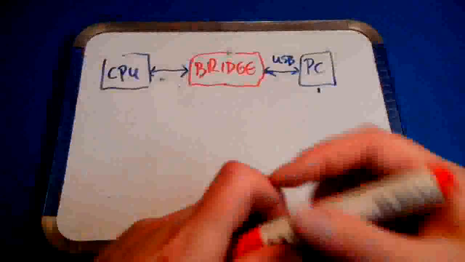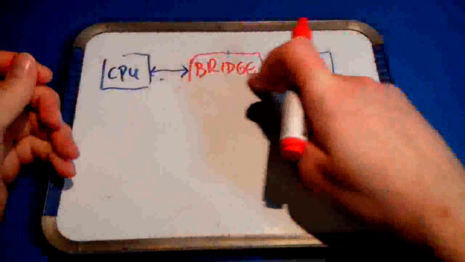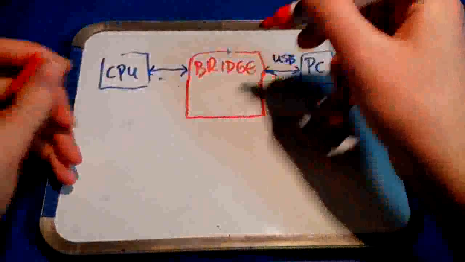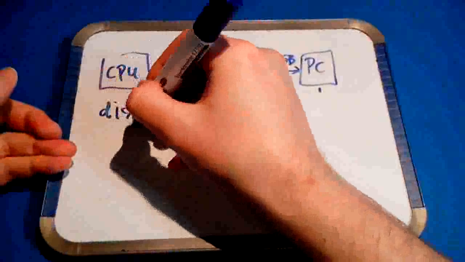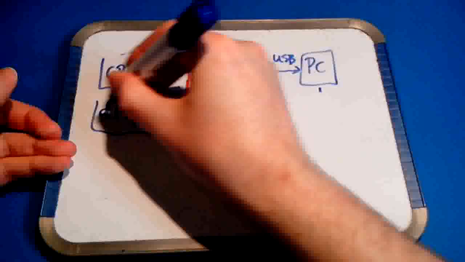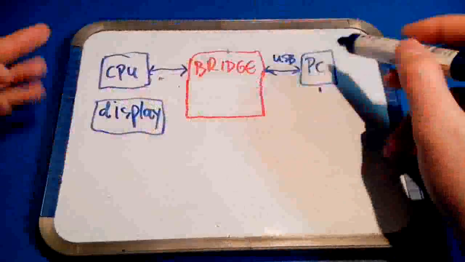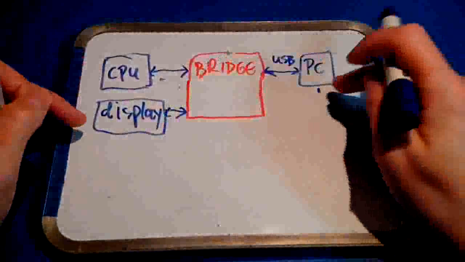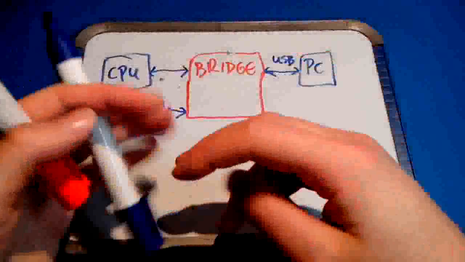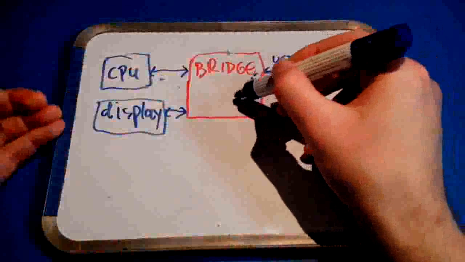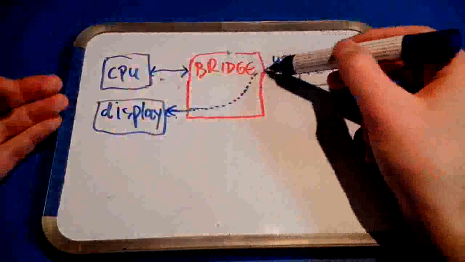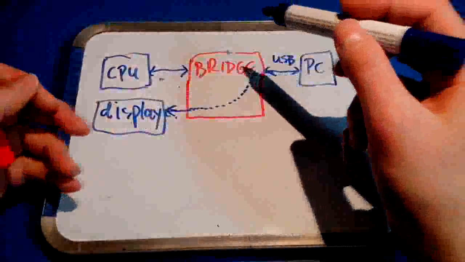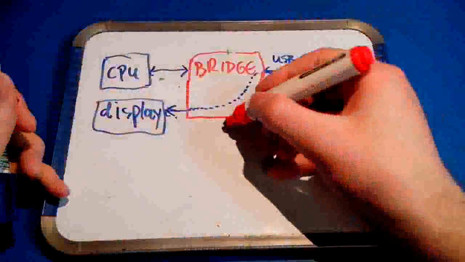So the bridge module also communicates to the display module. Right, so we just talked about the whole communication between PC and CPU through the bridge. Now PC can also communicate to the display using the bridge, and what essentially happens is that the bridge forwards display commands. Oh, that's not bidirectional. The bridge forwards display commands to the display.